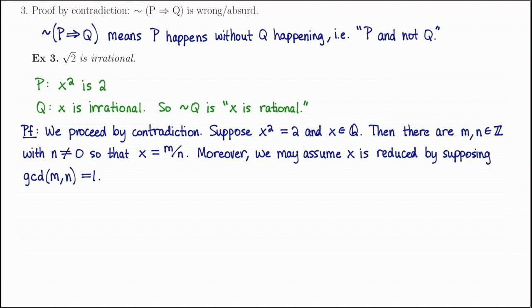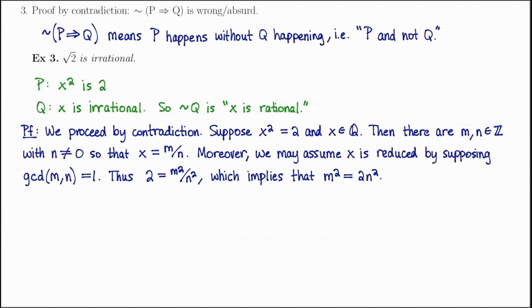Okay, now let's use this representation of x. If x is m over n and x squared is 2, then we can say that 2 is m squared over n squared, because that's what x squared would be. Now I'm going to bring that n squared over. So this implies that m squared equals 2 times n squared.